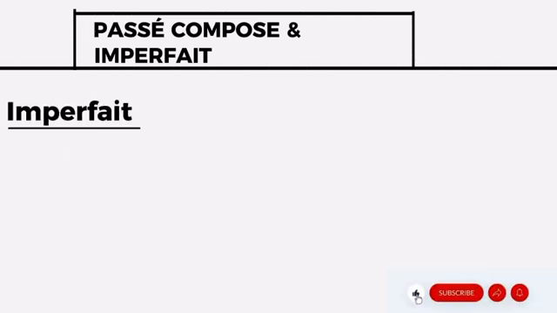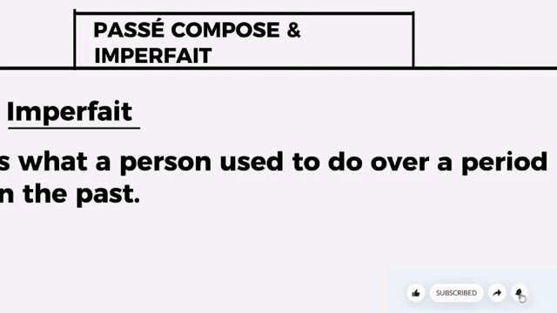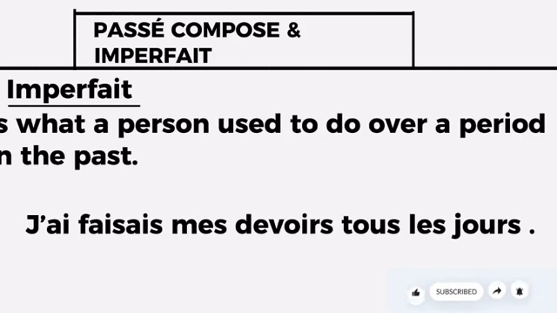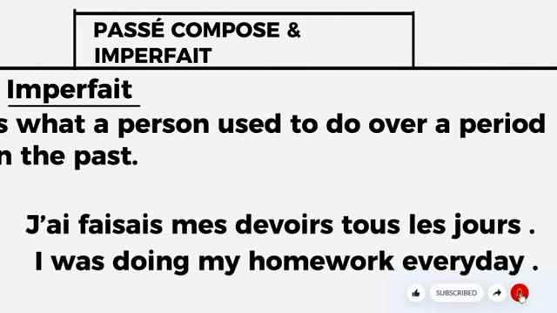And now, imperfect. And this is what a person used to do over a period of time in the past. For example, je faisais mes devoirs tous les jours. And this is translated as I was doing my homework every day. I hope now you can differentiate between passé composé and imperfect, and you would avoid any mistakes from that side.